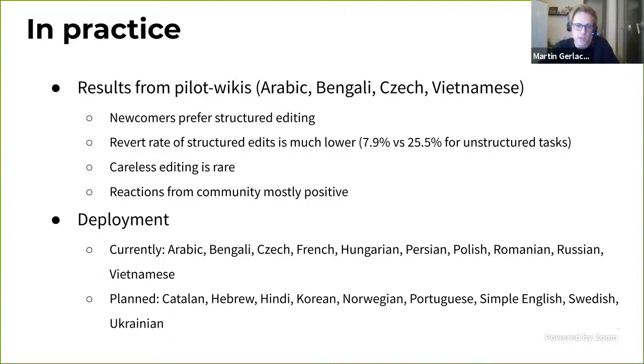Careless editing, so just accepting all the suggestions, is very rare. It's below 9%, I think. And qualitatively, the reactions from the community have been mostly positive. It is by now currently deployed in 10 Wikipedias, and the growth team is planning to run and train these models for more languages, and this is coming.